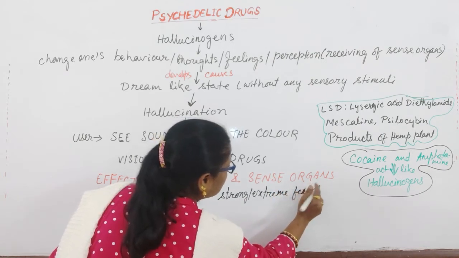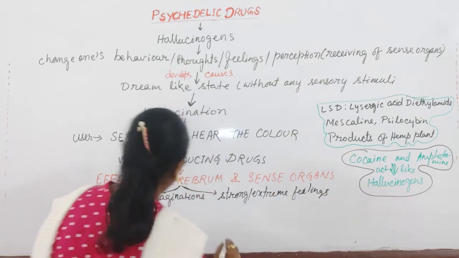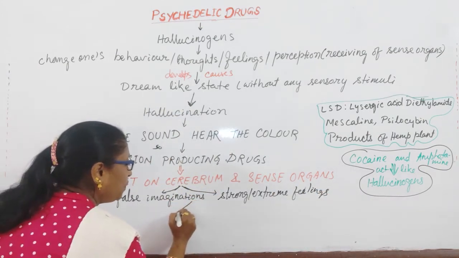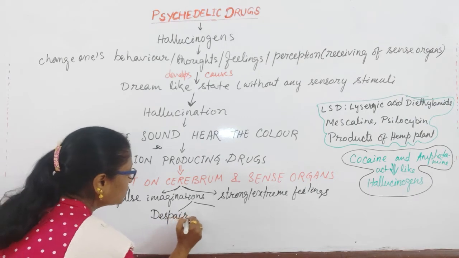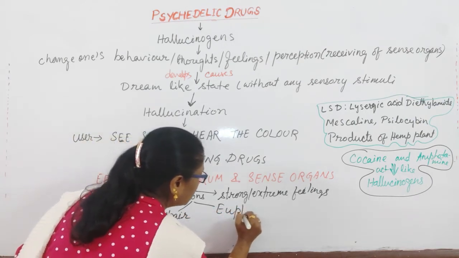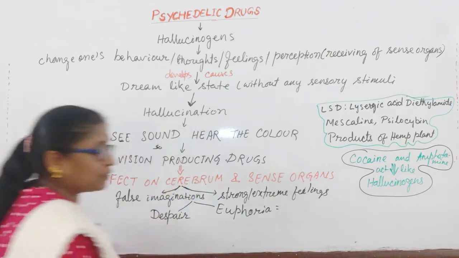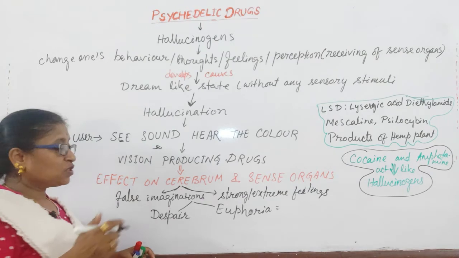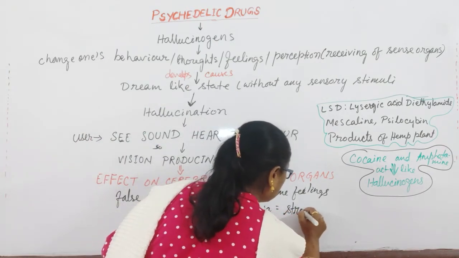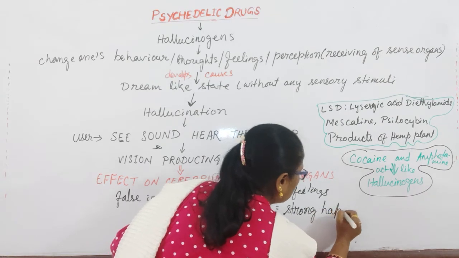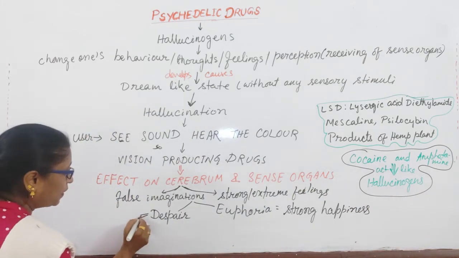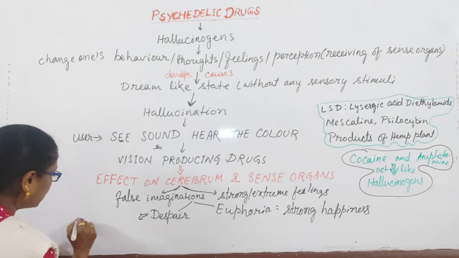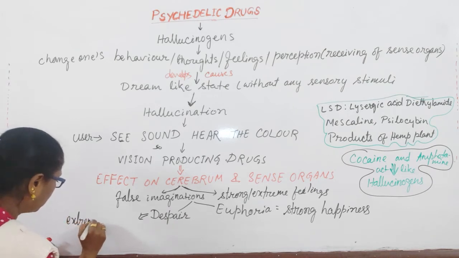Creates strong or extreme feelings. That may be despair or euphoria. Euphoria is a state of strong happiness, feeling strong happiness, and despair is nothing but extreme hopelessness, extremely feeling hopeless.